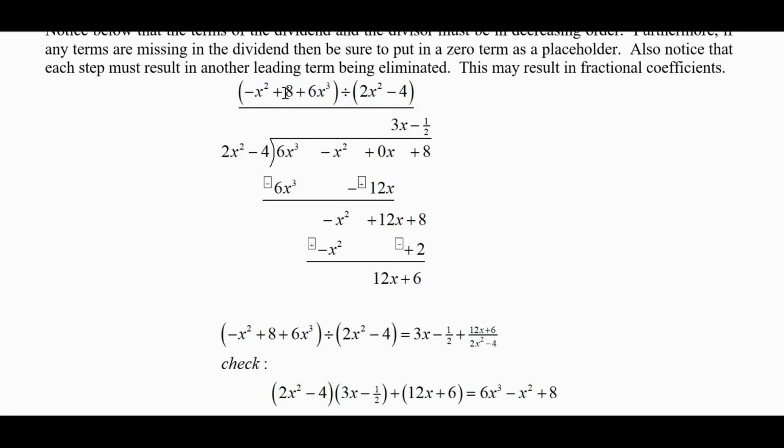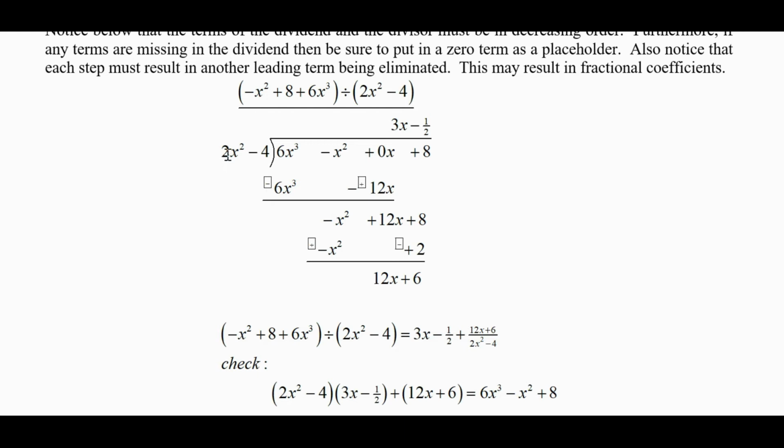Notice that I've written the dividend in decreasing order 3, 2, 1, and 0, putting a 0 spot in there if there's any missing terms. And this is also in decreasing order. All right, so let's see. This gives us a negative x squared. When we change signs, that's plus, so it's a plus 12x plus 8.